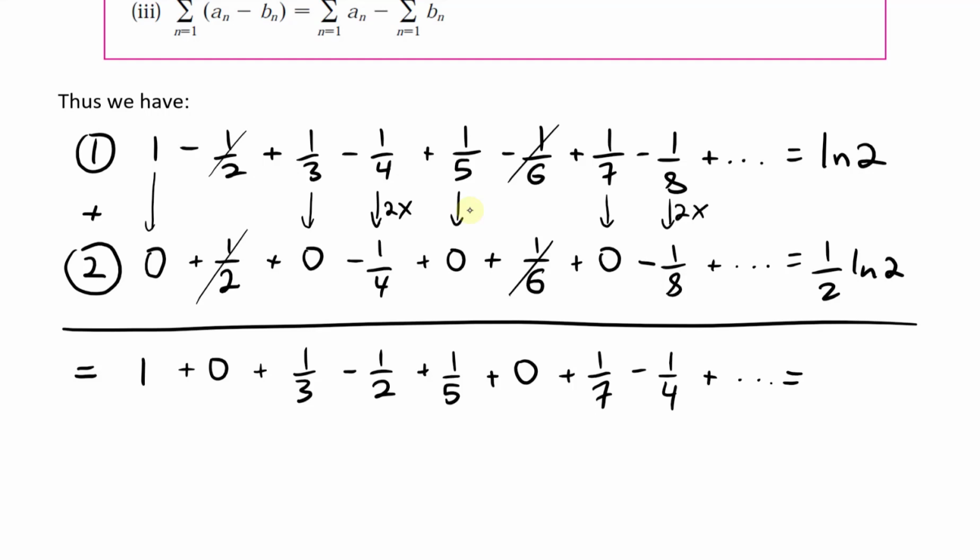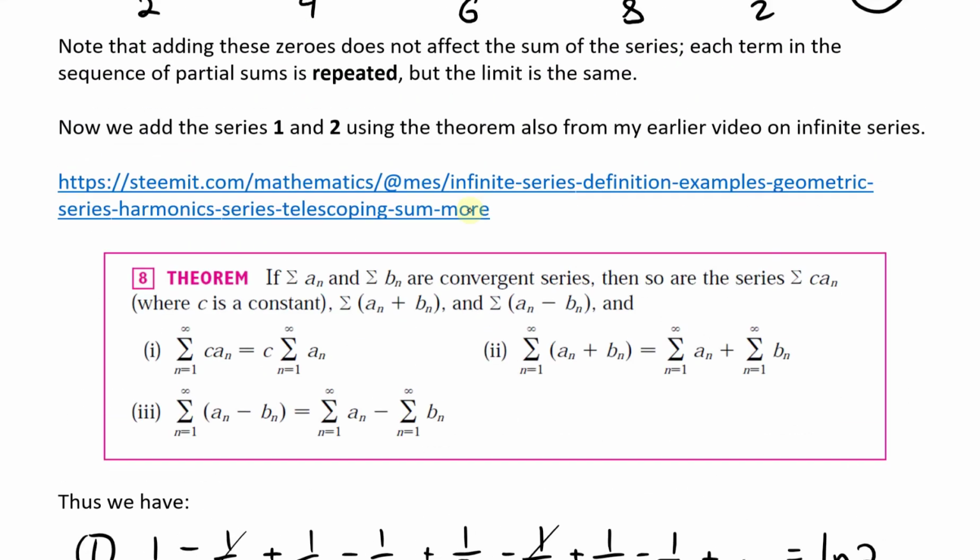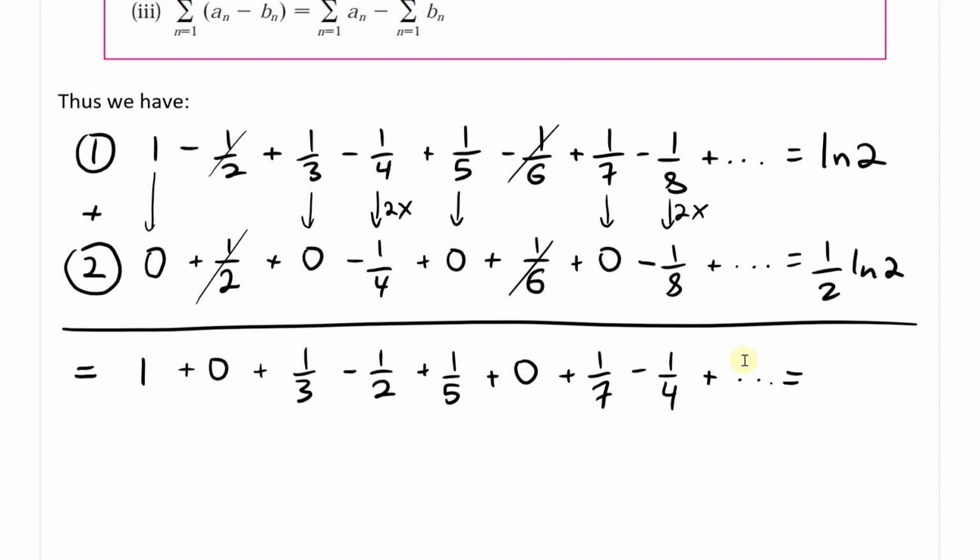And now when we sum these up, remember by Theorem 2, the summation of these series is equal to the summation of the individual sums there. So this is going to equal ln 2 plus 1/2 ln 2, that's going to be 3/2. So with the common denominator 2/2, we're going to get 3/2 ln 2.